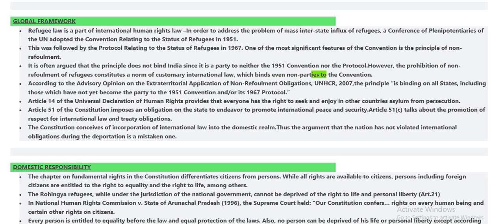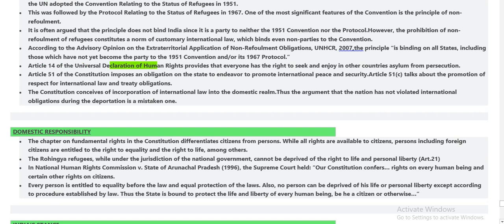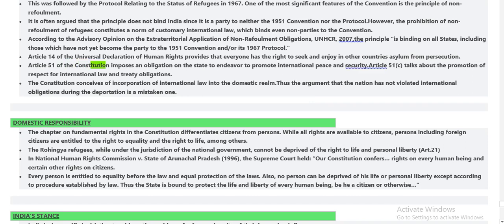It is often argued that the principle does not bind India since it is a party to neither the 1951 Convention nor the Protocol. However, the prohibition of refoulement of refugees constitutes a norm of customary international law, which binds even non-parties to the Convention. According to the Advisory Opinion on the Extraterritorial Application of Non-Refoulement Obligations, UNHCR, 2007, the principle is binding on all states, including those which have not yet become a party to the 1951 Convention and or its 1967 Protocol.